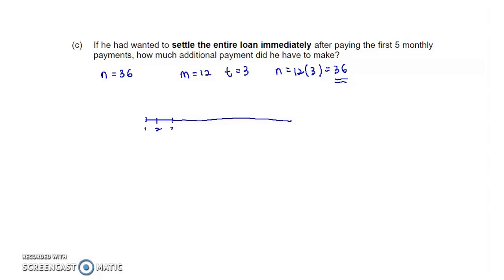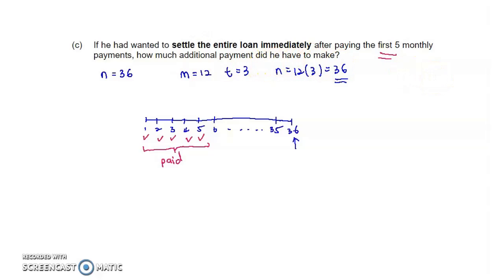1, 2, 3, 4, 5, 6, and so forth until 36 months. Okay, so this is the last month that you should make the payment. From this question, it says that you already paid the first 5 monthly payments. So 1, 2, 3, 4, 5. So these 5 monthly payments are already paid. Okay, how much additional payment did he have to make?